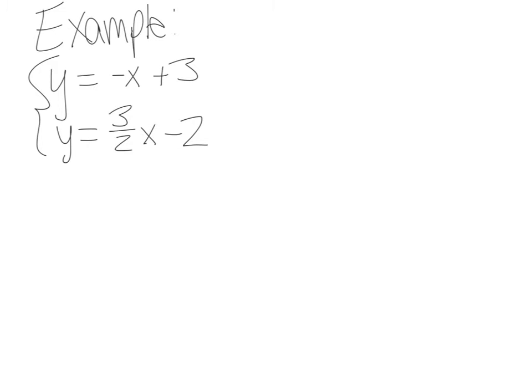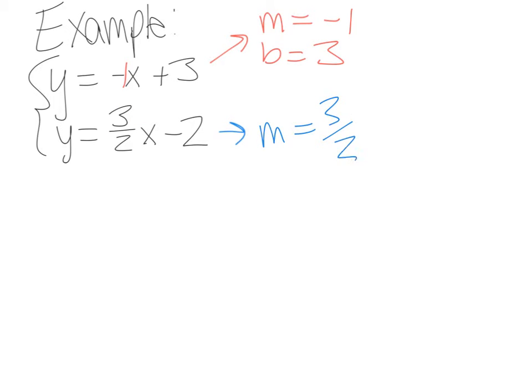Okay, so for example, I have y equals negative x plus 3 and y equals 3 halves x minus 2. So for my first problem, my slope is negative 1. That's the number that's in front of x. If there's not a number there, that means it's actually a 1. Okay, so my slope is negative 1, my y-intercept is 3. For my second one, my slope is 3 halves, and my y-intercept is negative 2.